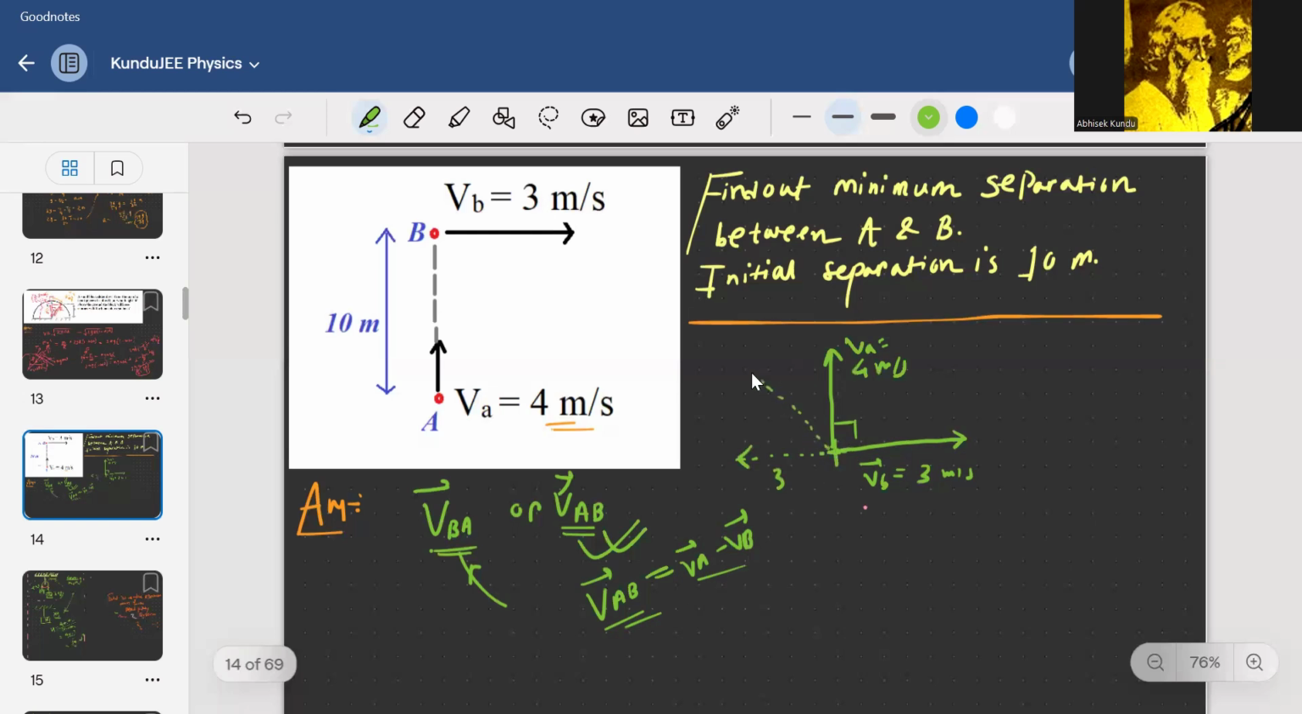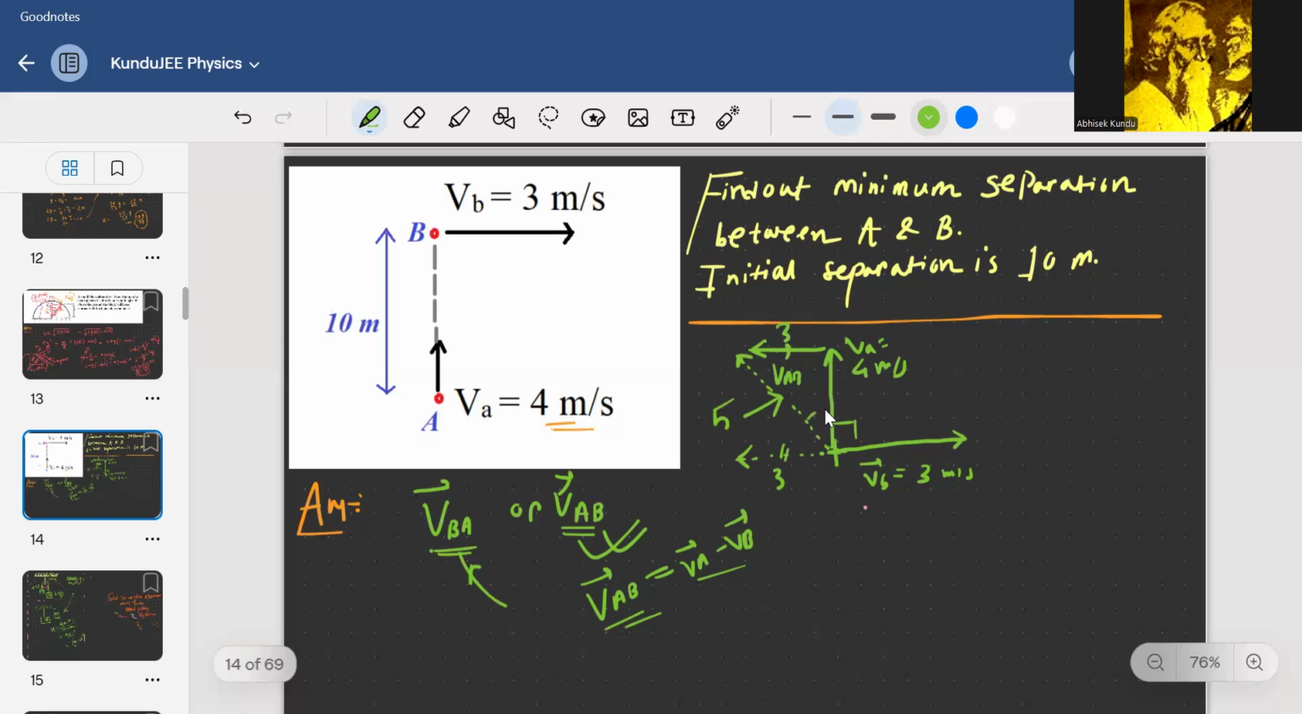This direction, that is the VA with respect to B vector. Now see, we can shift this vector here also. If the height is 3 and the base is 4, we can find out the hypotenuse. What is the value of this hypotenuse? 5 meter per second. In this triangle, this is 3, this is 4, so this is 5.